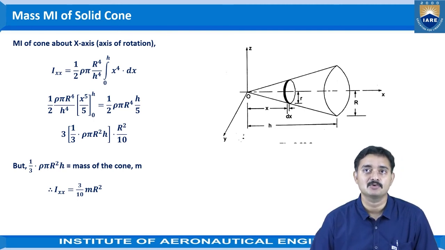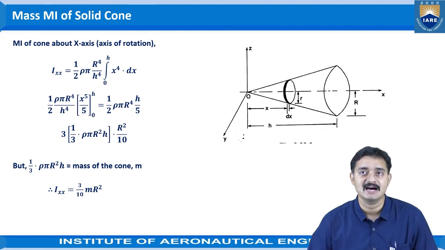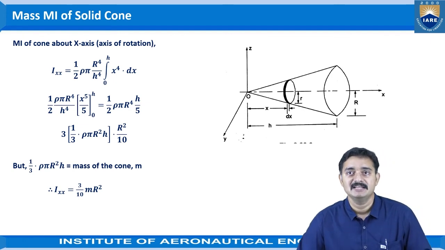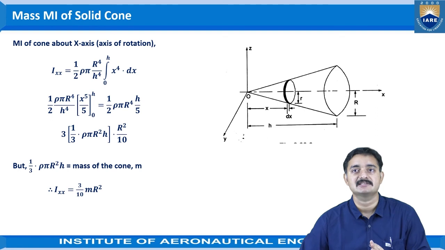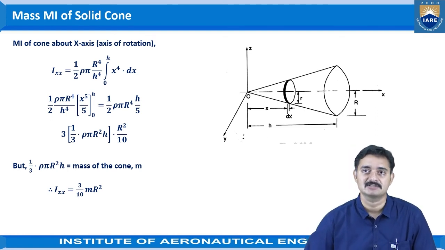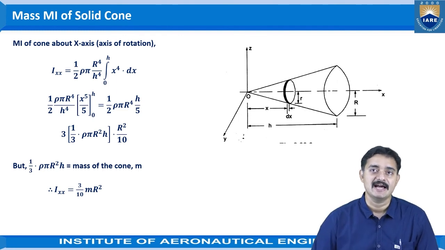If you simplify the integration part, you will obtain the value as 1 by 2 rho pi R power 4 h by 5. Further simplification: if you multiply and divide the term by 3, 1 by 3 rho pi R square h into 3 into R square by 10, you will be obtaining this 1 by 3 rho pi R square h as the mass of the cone m. So the moment of inertia of this right circular cone with respect to the x-axis is obtained as 3 by 10 mR square. This is the value of moment of inertia with respect to the axis of rotation.